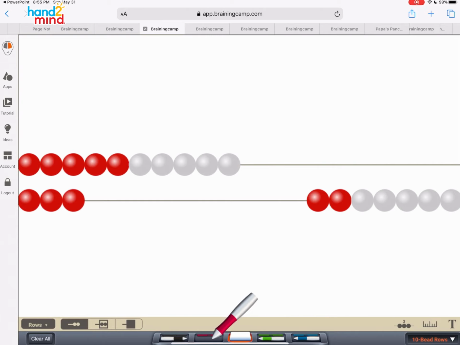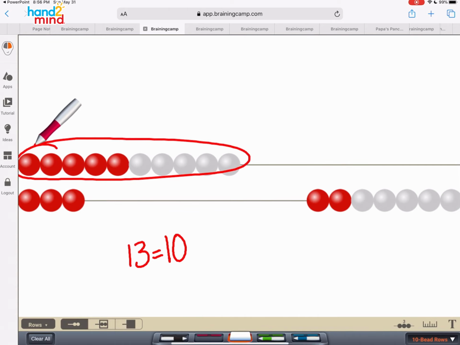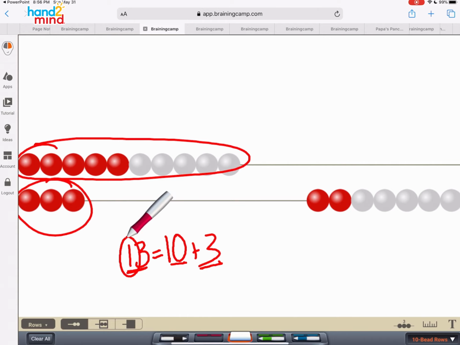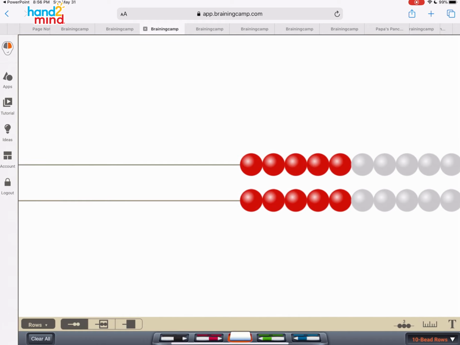How many? 13. And how do you see 13? I see 13 as 10. You see that top row right there? Yes. And then you have 3 on the bottom row. So 13 is made up of 10 and 3. It has one group of 10. And then it has the 3 loose ones. That's pretty nice. Okay, so let's do another one.